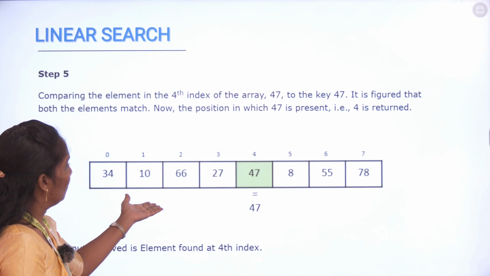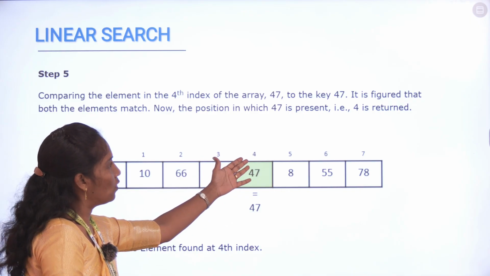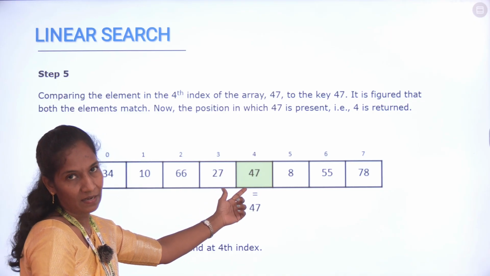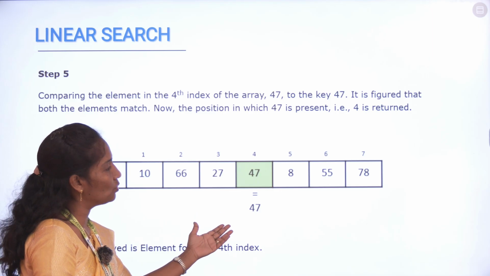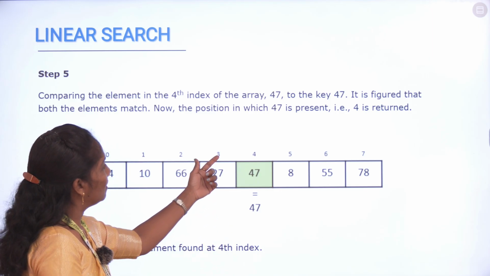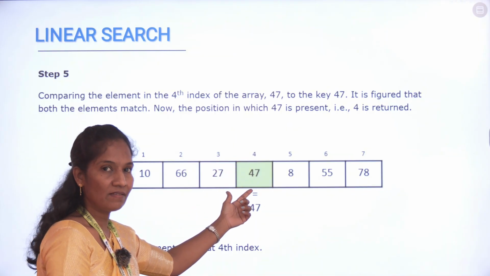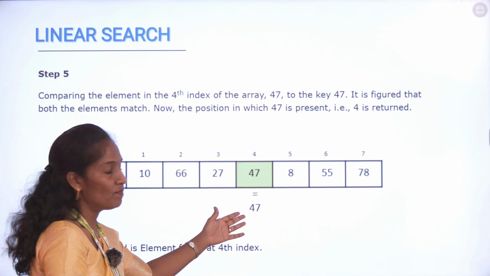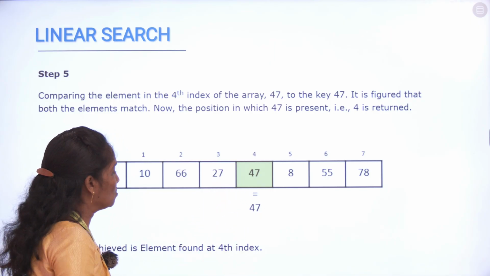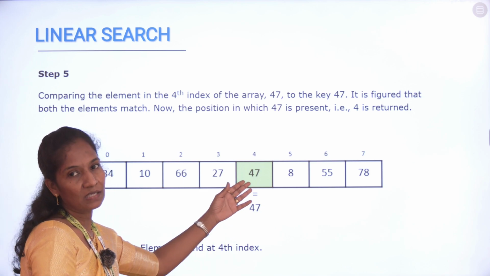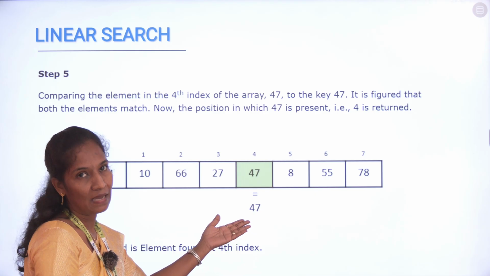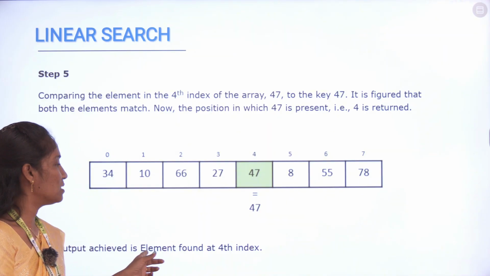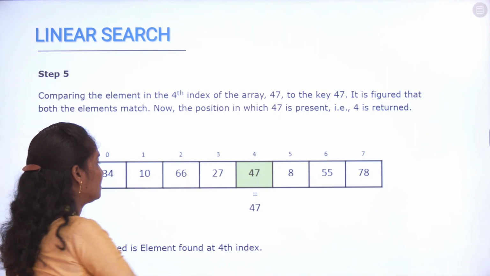In step 5, we have moved to index value 4, and this index value 4 contains the value 47, and the search element is also 47. So here the match has been found. 47 is equal to 47. Now we return the index value for the matched answer. So the index value here is 4. The element is found at the 4th index.